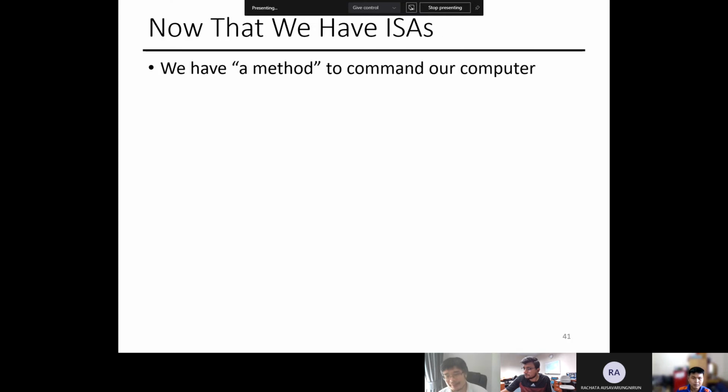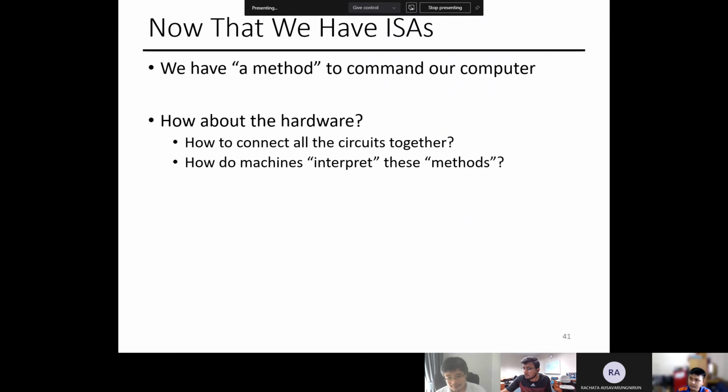So now that we have the ISA, we have the method to talk to the computer. How about the hardware? Basically, we have to string together circuits. And in this class, again, don't get scared, because I'm not going to ask you to string together circuits. We are just writing the simulator so we know the high level concepts and we know how a computer works. So when you graduate, you know exactly what's happening when you run certain things. But at the end of the day, the hardware would have to string together all this circuit together.